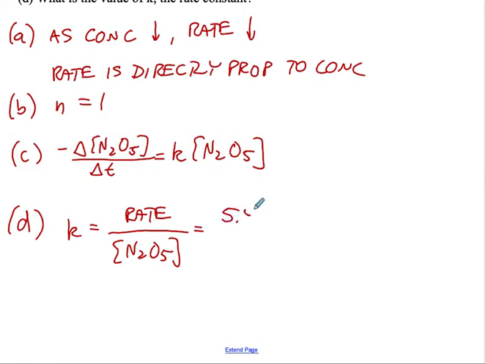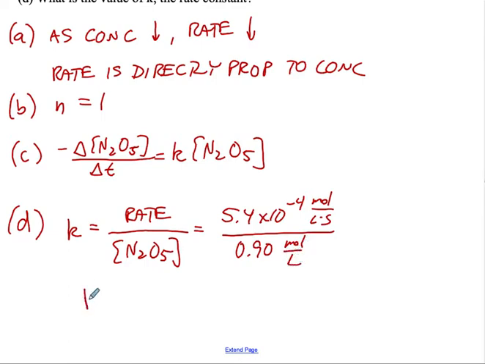So 5.4 times 10 to the negative fourth moles per liter per second, divided by the concentration at which the reaction had that rate, 0.90 moles per liter, and I get a value of k equal to 6.0 times 10 to the negative fourth. Moles cancel moles, liters cancel liters. The unit I'm left with is reciprocal seconds, which we said is the unit for a first order rate constant.